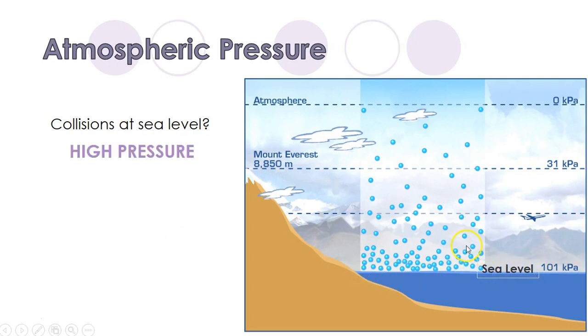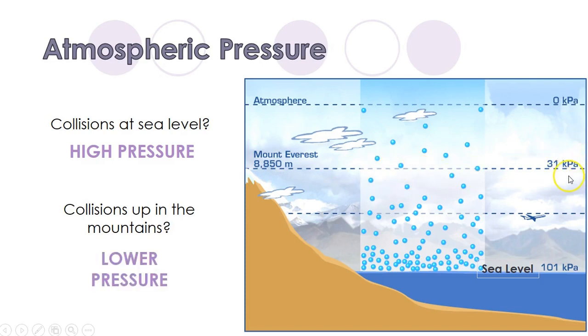All right, so we know that at sea level, which is where we are, which is right here, you can see that there are a lot of particles that are going to be hitting here. So therefore, you're going to have lots of collisions. So you're going to have very high pressure, which you can see we have 101 kilopascals. What about if you're up in the mountains like Mount Everest? You can see that there are far fewer particles now. So you're going to have fewer collisions up there. Because you have fewer collisions, you're going to have a lower pressure. So back to our key idea, the more collisions you have, the higher the pressure.